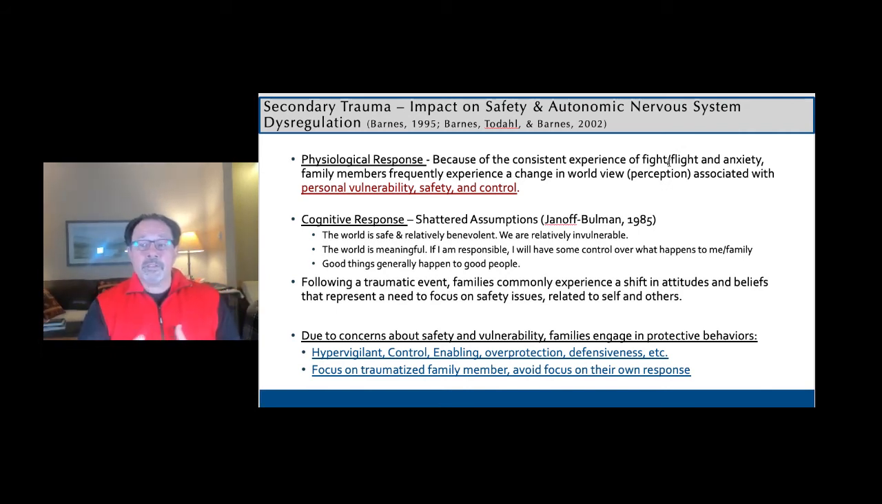with their loved one's addiction, the longer they stay in that fight or flight response, they experience a change in worldview or a change in perception. And that change really says that the world is dangerous, this is a dangerous situation, I need to be careful and be focused on personal vulnerability, safety, and control, not only of myself, but for the other people that I love. And so we see this in traumatized families all the time.